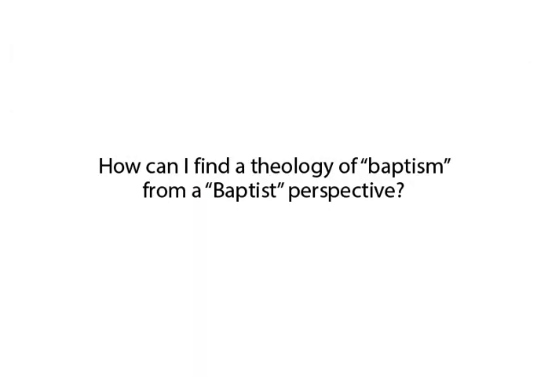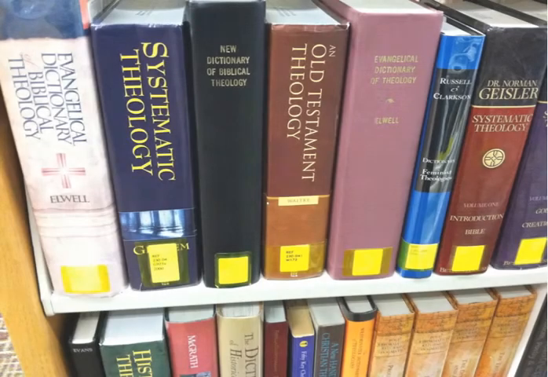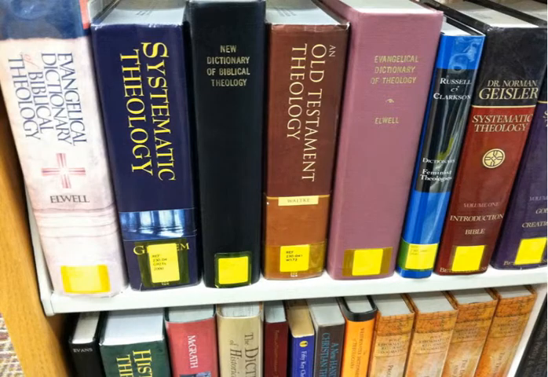Let's say that you're taking a theology class and you need to find a systematic theology on the topic of baptism from a Baptist perspective. To answer your question, you might start at the 230 section of the reference collection in the library, where the books on systematic theology are located. But you're not quite sure which book is going to have the information you need.